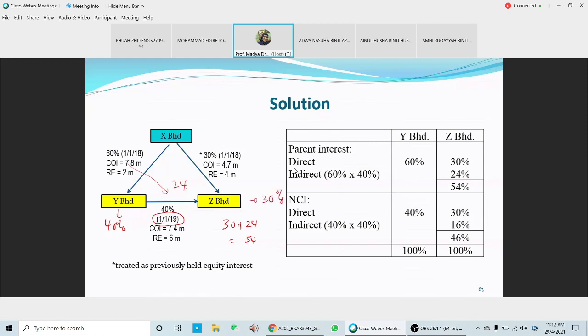So we have here direct in Y 60, direct in Z 30%, indirectly 24. NCI direct in Y 40, direct in Z 30, indirectly through Y another 16%, so altogether 46. Make sure that when you total up here, it should be hundred.